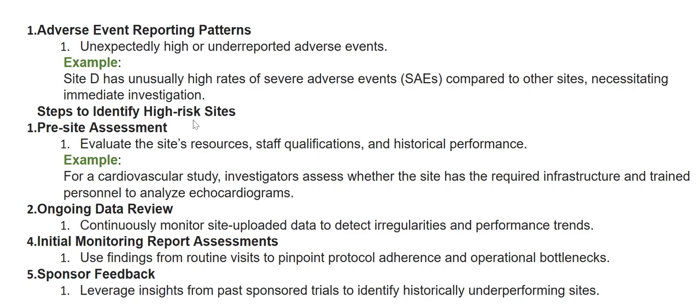Steps to identify high-risk sites. Pre-site assessment: evaluate the site's resources, staff qualifications, not only the investigator's, and historical performance, their previous performance with other trials, with other sponsors or CROs, or within the same sponsor or CRO. Example: for cardiovascular disease, investigators assess whether the site has the required infrastructure and trained personnel to analyze echocardiograms. This is a good example.